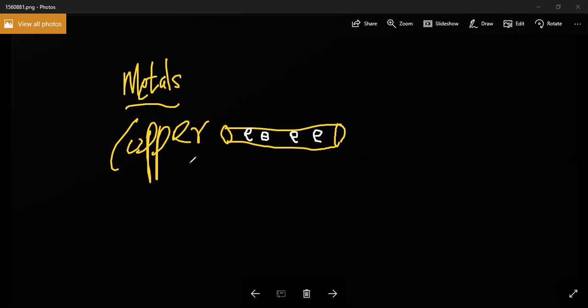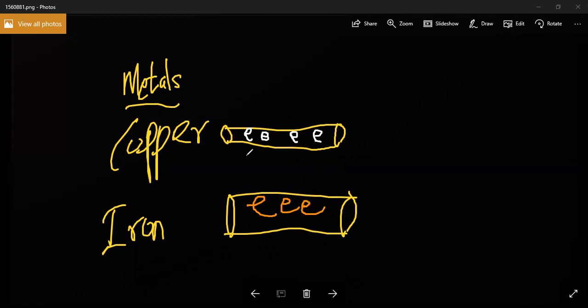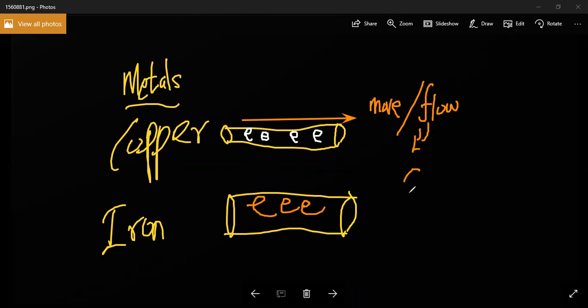Okay, this is metals and the copper. In the copper, there are lots of electrons. Normally, every metal has these electrons. For example, in an iron rod also there are electrons. Because of the presence of these electrons, they try to move. When electrons move or flow, that is simply called current.